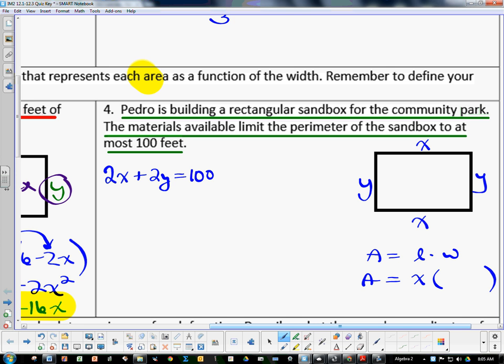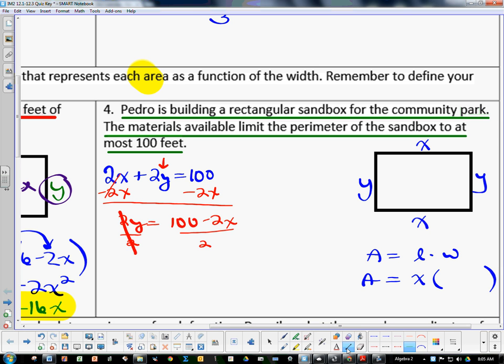I want to get this Y all alone. Well, what's the first thing I do? Subtract 2X and subtract 2X. I have now 2Y is equal to 100 minus 2X. And then, finally, get that Y alone by dividing by 2. Once again, I'm going to take this arrow out because this is important. That 2 has to divide into both of these. So finally, we have Y is equal to 50 minus X.